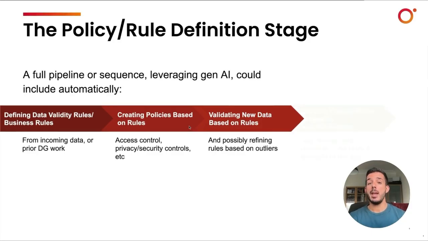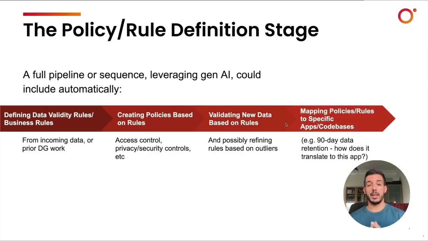Just an example. And then also mapping those to code bases, right? Now that we have defined all data validity rules and all appropriate policies, the general ones, how do we translate them? Again, our example, if we have a data retention rule, or even if we have a data sensitivity rule limiting access control to certain users, how does that translate to the specific users of this app, the specific database administrators of this database, the specific business users with access to this specific interface, and so on? How do we translate a generic rule or policy to the specific applications and databases that we have?